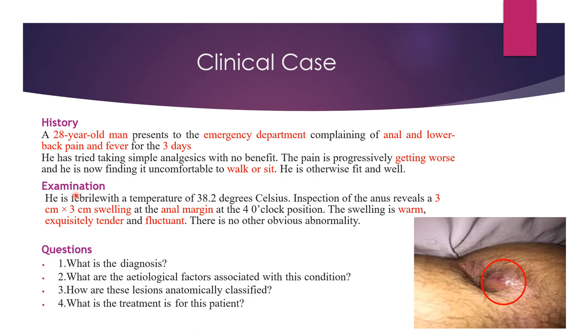On examination, he is found to be febrile with a temperature of 38.2 degrees Celsius. An inspection of the anus reveals a 3 by 3 centimeter swelling at the anal margin at around the 4 o'clock position. The swelling is warm, exquisitely tender and fluctuant. There are no other abnormalities in the vicinity.